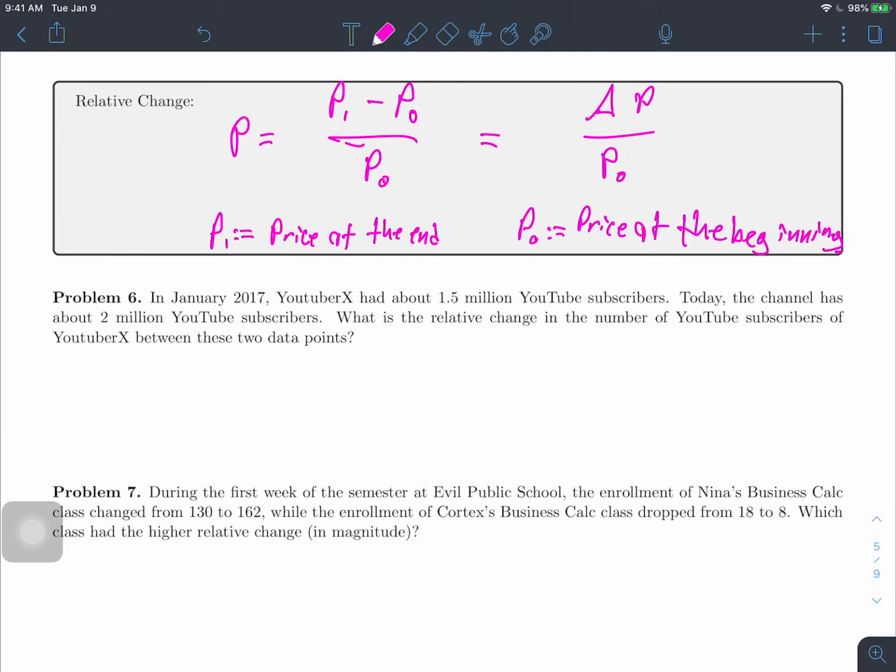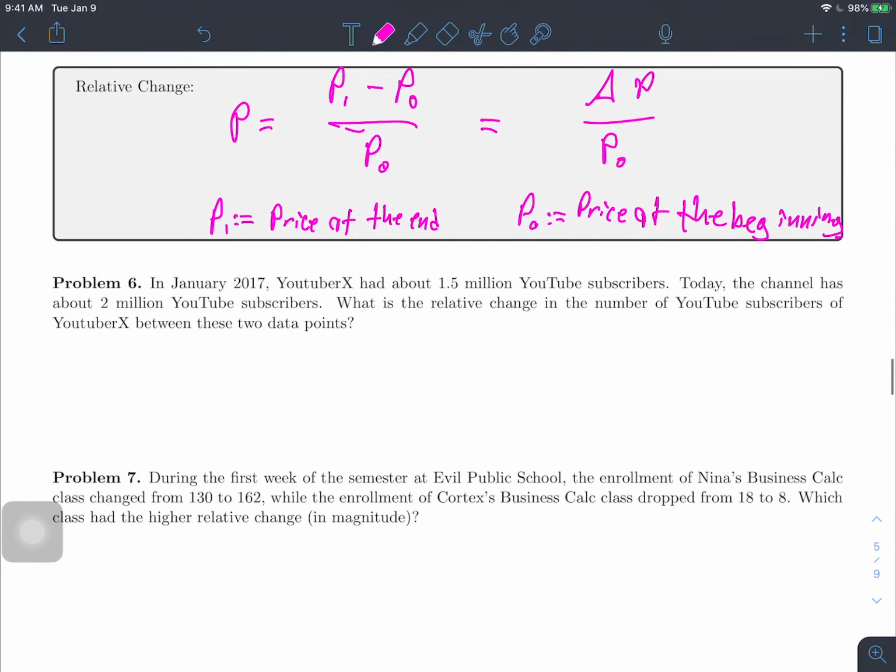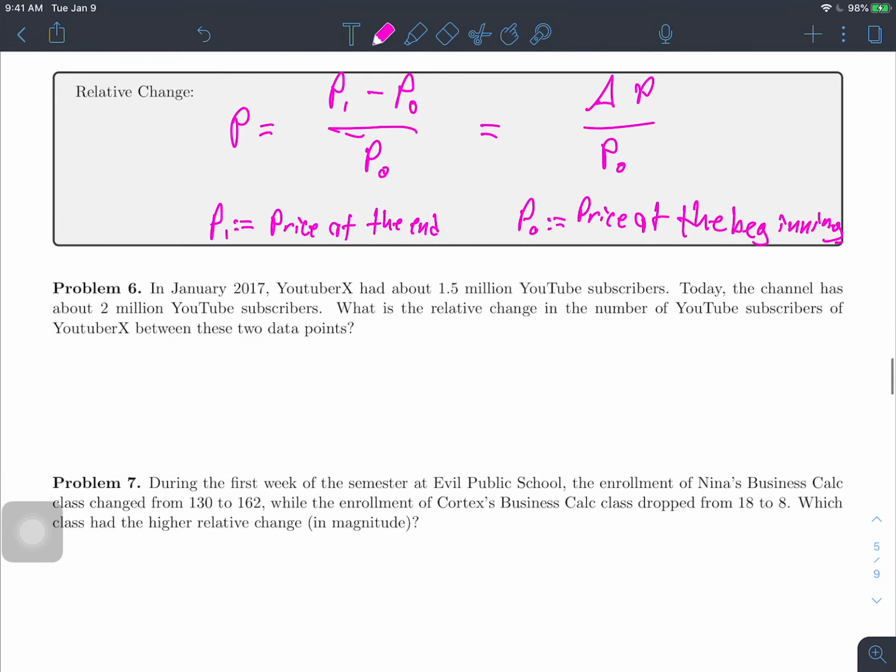Okay, so we're going to take the new price, subtract the old price, divide by the old price. This also works for any other kind of percent change problem, okay? So in this case, in problem number 6, our P is going to be a measure of how many subscribers this YouTuber has, okay? So let's go ahead and jump into this problem.